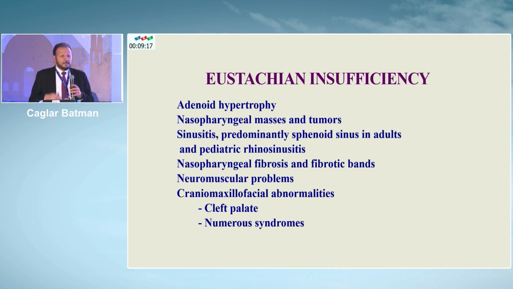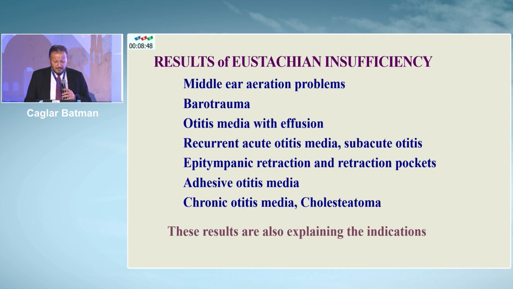information about Eustachian insufficiency. It is produced by adenoid hypertrophy, nasopharyngeal masses and tumors, sinusitis predominantly, sphenoid sinus, pediatric sinusitis, nasopharyngeal fibrosis and fibrotic bands, which we had a video about that, and some neuromuscular problems, and also cranio-maxillofacial abnormalities.